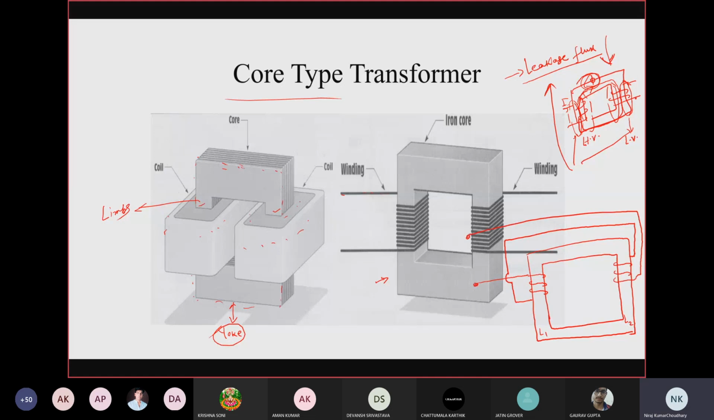So across this terminal your supply will be given, suppose V1. Now similarly, suppose this is your low voltage winding.